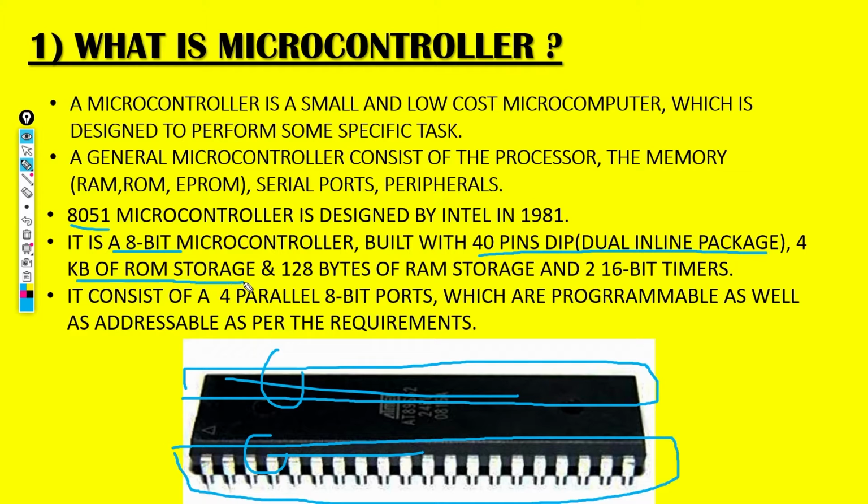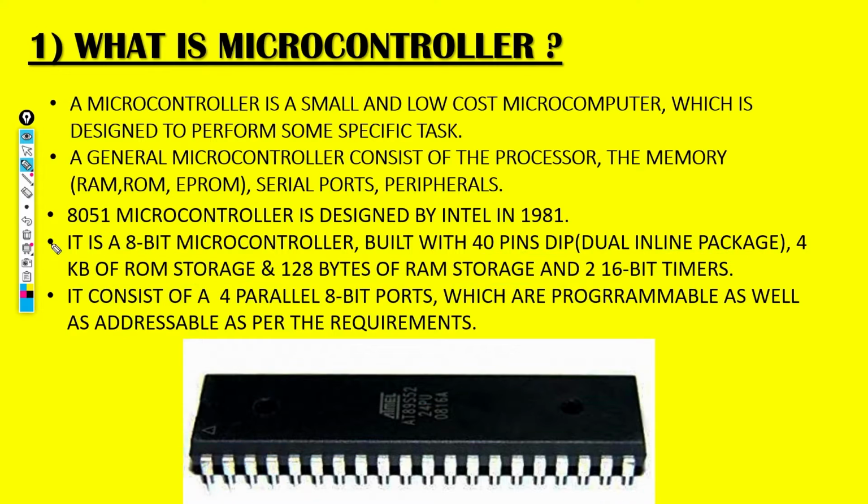It has 4 KB of ROM storage and 128 bytes of RAM storage and two 16-bit timers. We will learn about timers in our upcoming videos, not right now. So for now, you just have to remember that the microcontroller has 40 pins DIP, 4 KB of ROM, 128 bytes of RAM storage, and two 16-bit timers. For now, just remember this much.